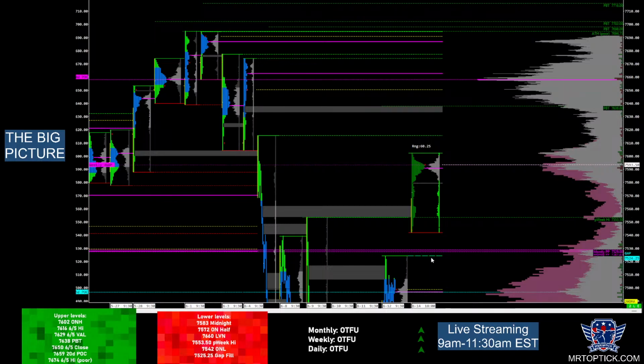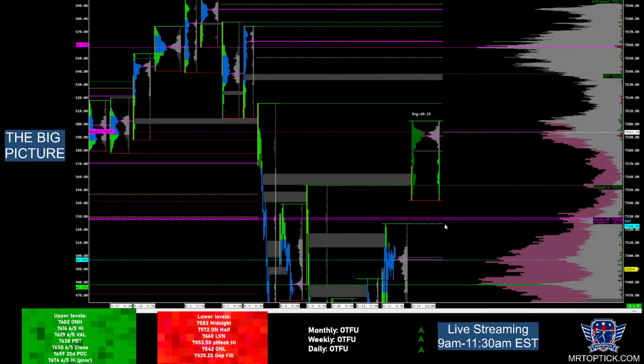Now, there's a gap fill, and inventory is 100% long. So usually when you have that, you do see some kind of correction to see if we can fill the gap. The RTH gap is at 75.24 and a quarter, and then from there, if we get there, we should see an attempt to get back inside value, which initially could see a bounce.